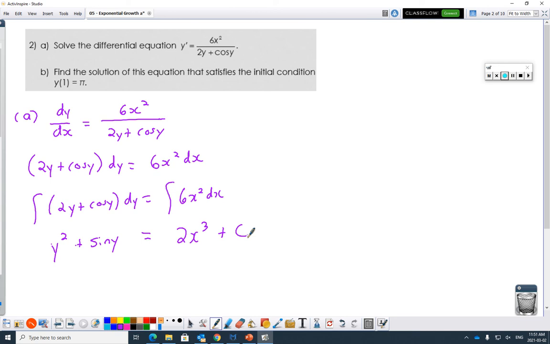Now, do you see the major problem here? Isolating y is virtually impossible here. I can't come up with an explicit equation for y that we've been used to getting because it's got a y squared and a sine y. There's no way to isolate with those. There's no way to factor them or complete the square. There's no tricks I can do to do that. So that's the best I can do. Solve the differential equation. There's the differential equation right there.